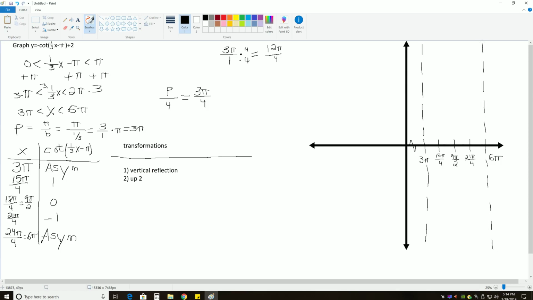And now from there, we want to sketch out these points. So we have 15 pi over 4, comma 1. So we'll put a 1 on our y-axis and a -1 as well. So 15 pi over 4, comma 1. Then we have 9 pi over 2, comma 0. And finally 21 pi over 4, comma negative 1.